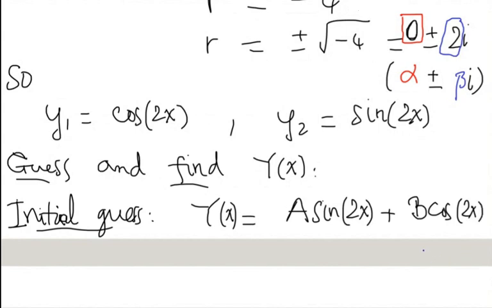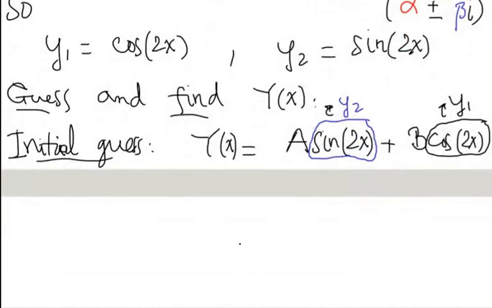But this case will not work, because we have a constant times sine, which is y2, and even worse, b times cosine, and this is y1 as well. Will not work. You may try, and it turns out you won't be able to solve for a and b, but we don't need to waste time doing so. We know right away that's going to work.